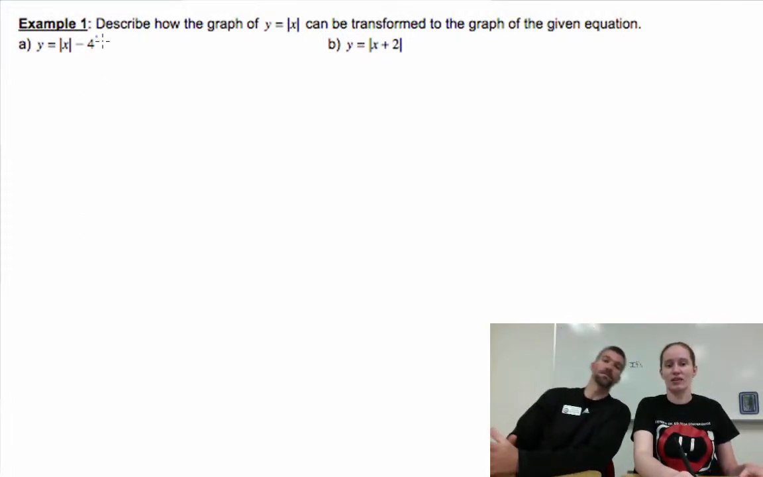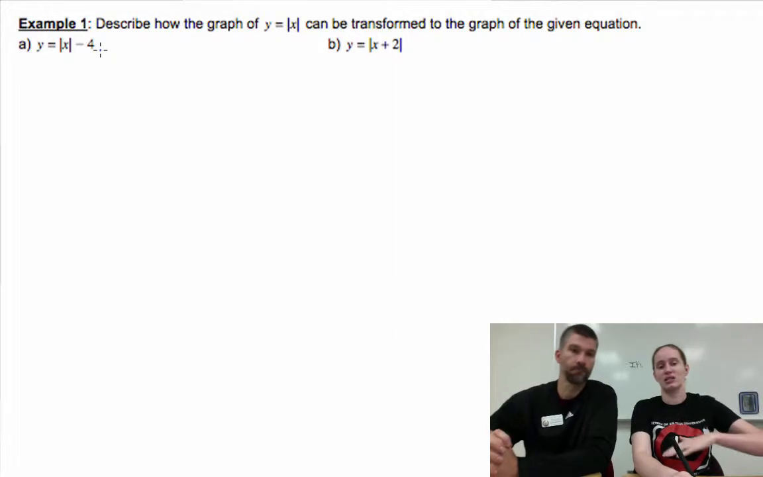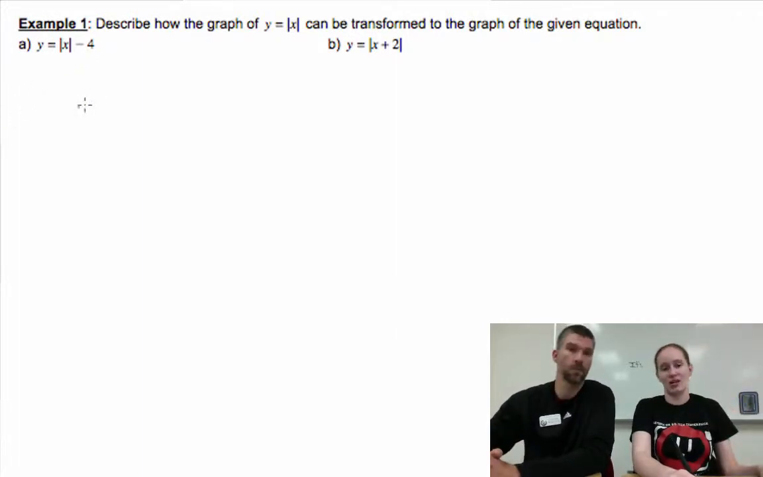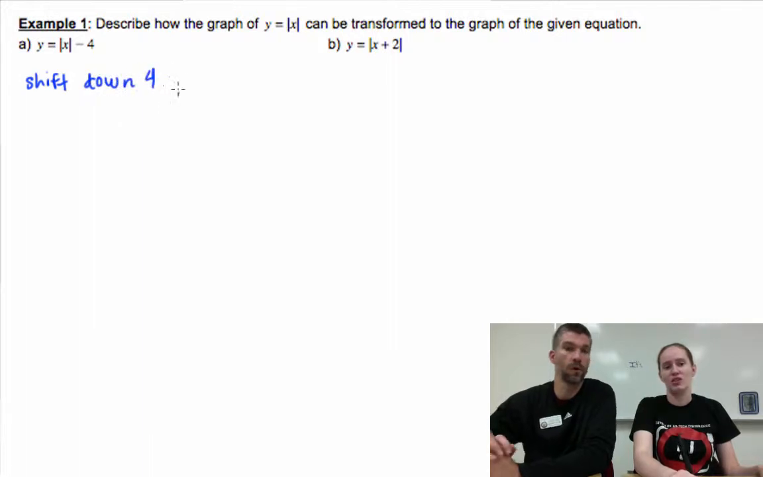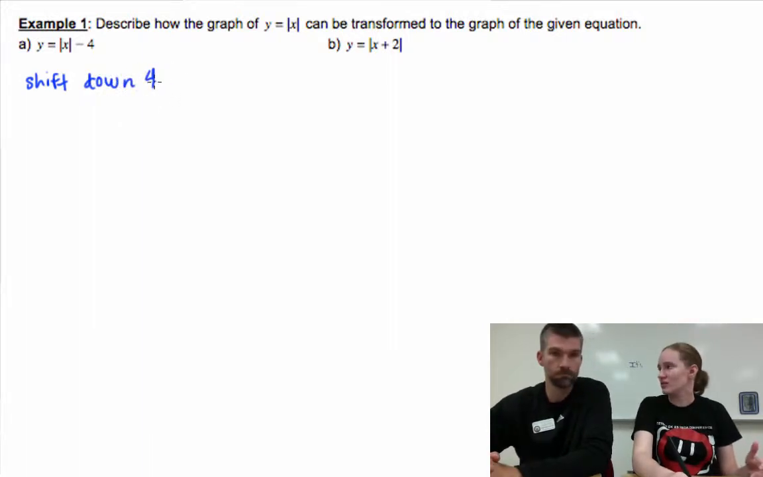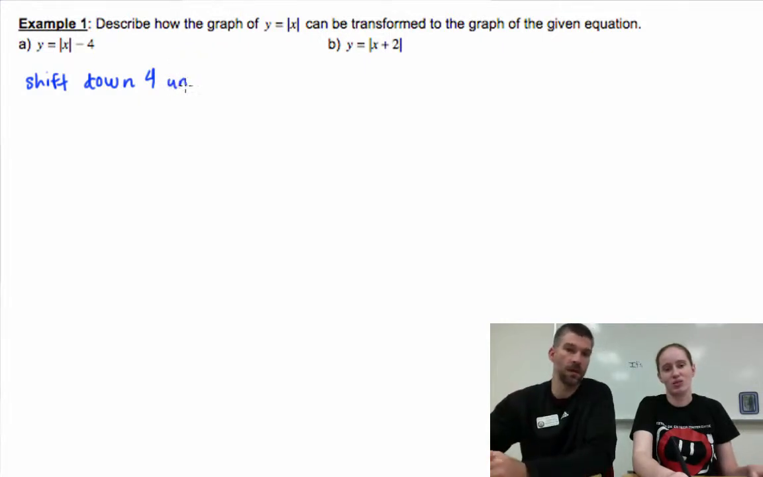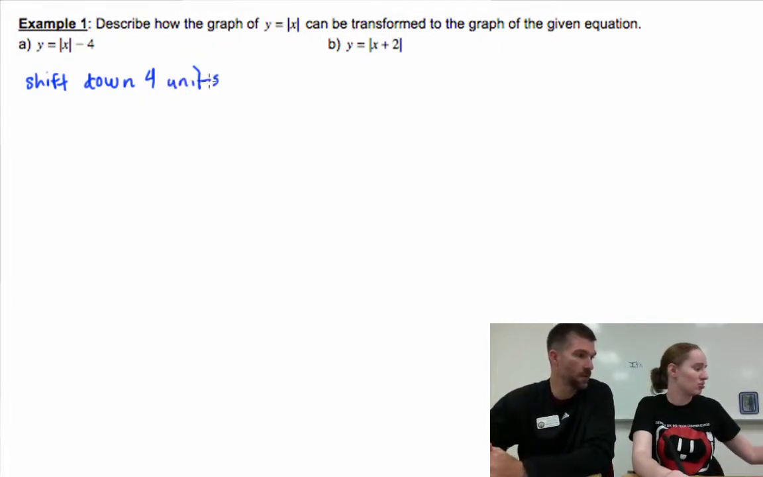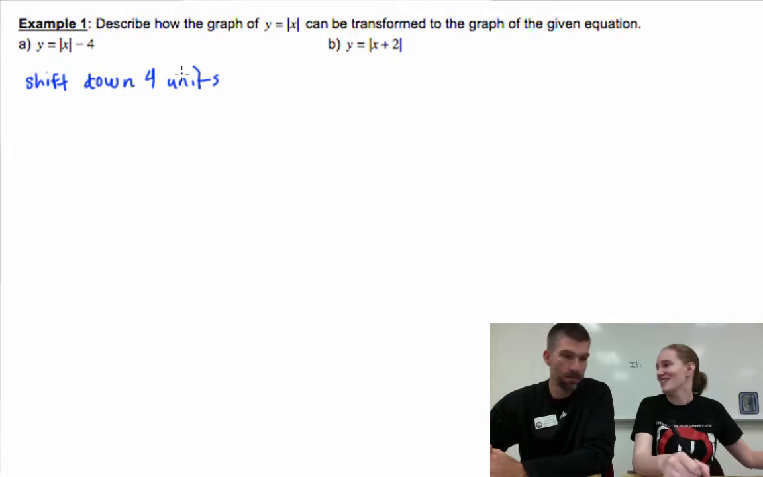Right, this is outside, which means it's affecting our up and down. Since it's negative, it's pulling us down 4. So we would write that we are shifting down 4, or shift down 4 or something to that effect. You don't have to put units. I mean, you can. We didn't put units here, but it would be some sort of unit typically. You could put units or you could not.